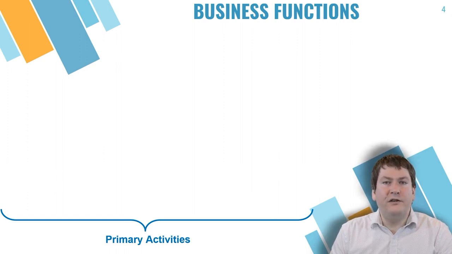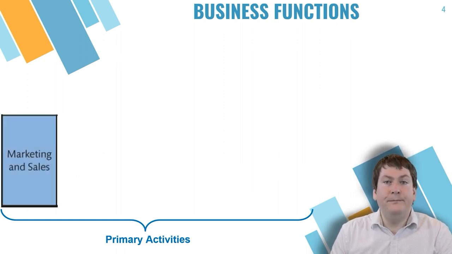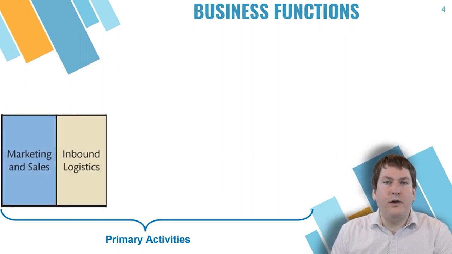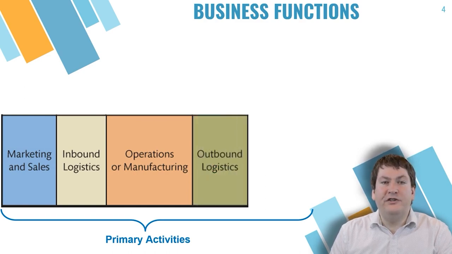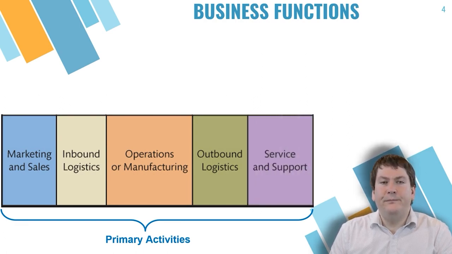These include core functions such as marketing and sales, inbound logistics. Inbound logistics would be the handling of raw materials and supplies coming in and inventorying them. Operations or manufacturing. These would be the activities relating to actually producing or manufacturing your product. Outbound logistics, such as actually shipping your product out to your customers. And services and support. These would be providing customer support for your product after the purchase has been made.